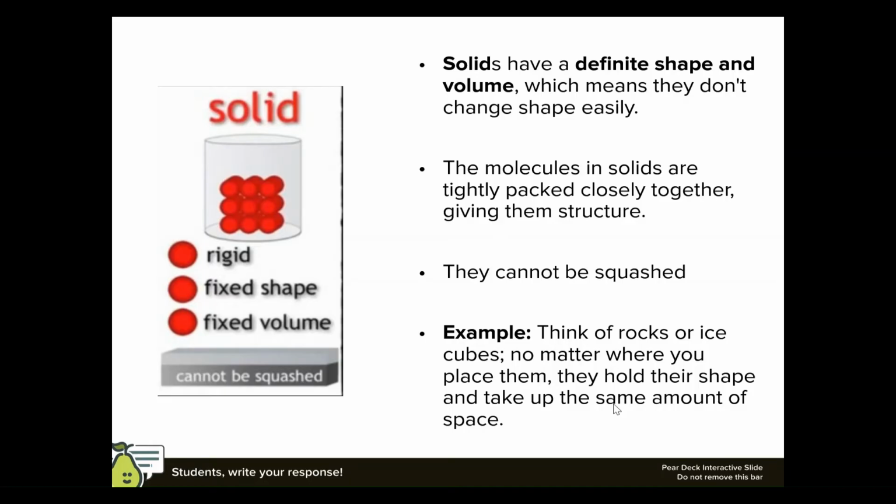So think of a rock. Grab a rock and put it on a desk. It still maintains its shape. It's rigid, still maintains its shape and maintains its volume. Grab that exact same rock and put it in a soda can. It doesn't matter if it goes in the soda can or on the table. It still maintains its shape and it still maintains its volume.